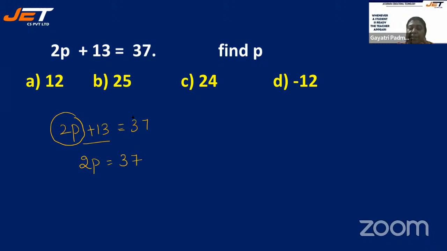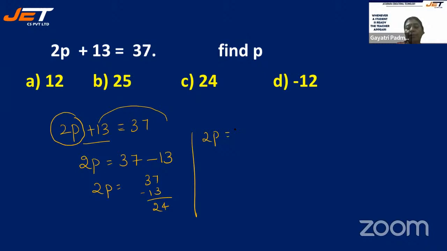So 2p is equal to, after equal to, we have the number. The same number will get repeated. But before equal to, whatever number is there, when it goes beyond equal to, the sign changes. If it is plus, it becomes minus. If it is minus, it becomes plus. So 37 minus 13. So 2p is equal to what is 37 minus 13? It is 24. Isn't it? So 2p is equal to 24. p is equal to 24 by 2, whereby the value of p becomes 12.